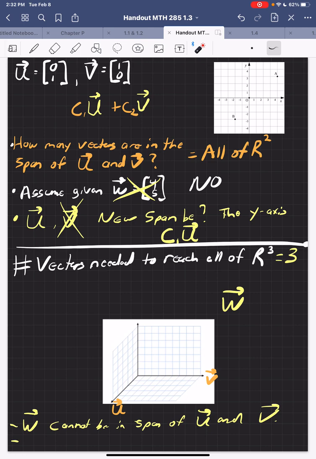Does that make sense? Let's go back to R2 for just a second. If this line here is all of the possible vectors that you can reach with vector u and a scalar, then how in the world would me giving you another vector that's already on that line help you increase the span? How would that help you increase the amount of vectors you can reach? Well, it doesn't.